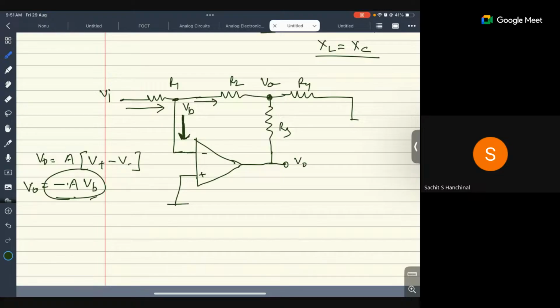Now we have to calculate VB. So for VB, we can say that the current will be going in two parts. So I1, I2, I3. Okay. No, I understand.